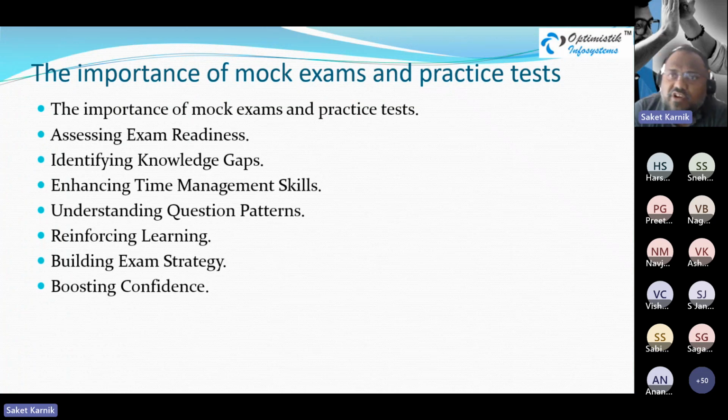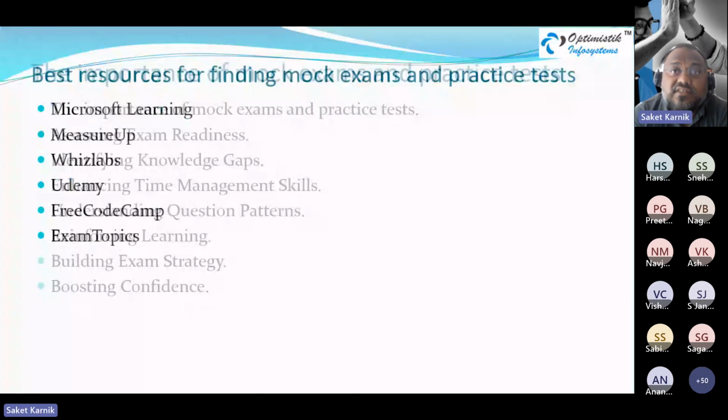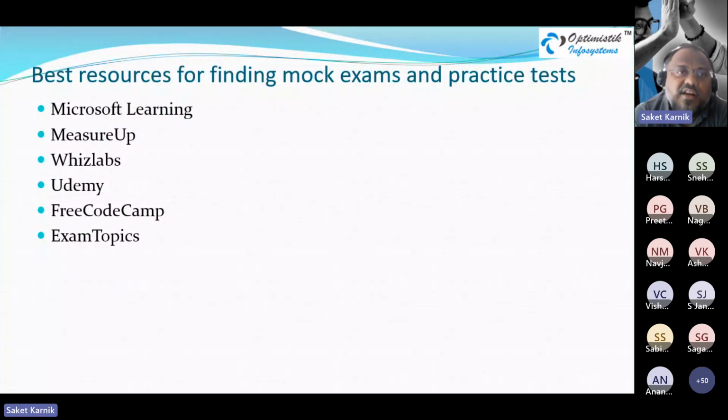How do I approach? Which question should I attempt first? Which category should I attempt first? Everything you will come to know with the help of mock exams and practice tests. And ultimately that boosts your confidence and sets your mindset right, so that chances of success will be much higher.